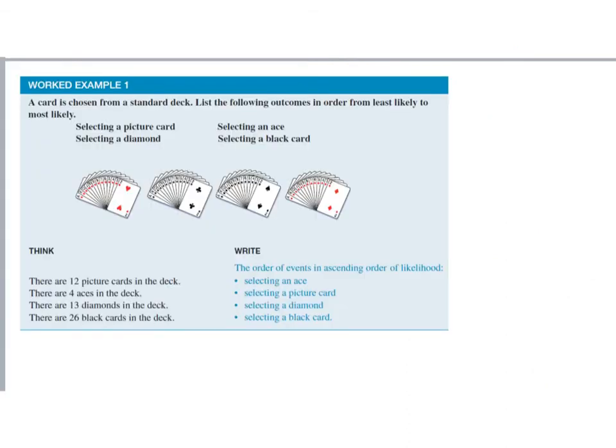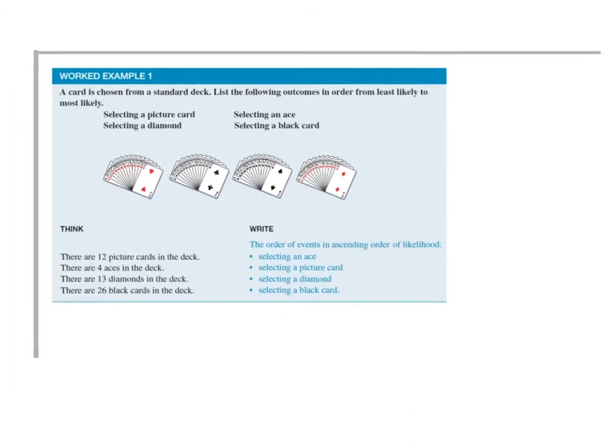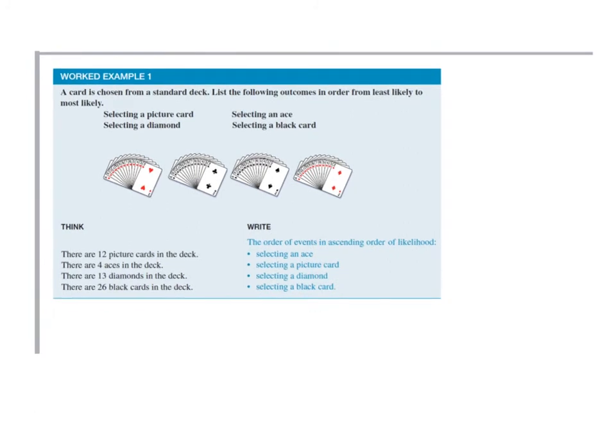For the worked example, they have a deck of cards, and it's something you do need to be familiar with. They're asking you in this sample for the chance of selecting a picture card, a diamond, an ace, and a black card. You need to know that the picture cards are the Jack, Queen, King, and we'll include the aces as well.